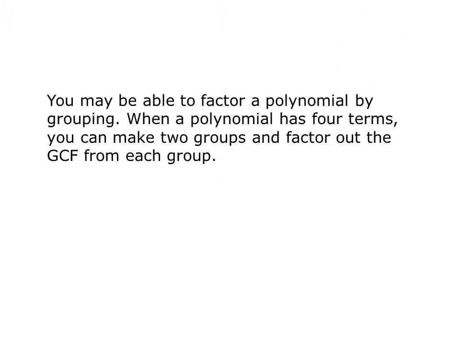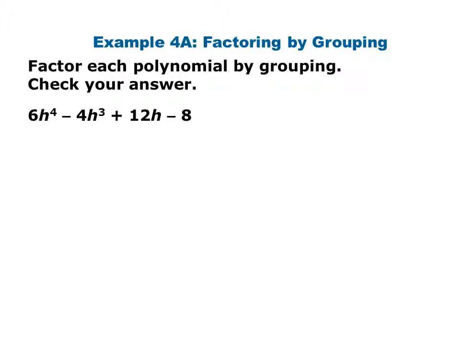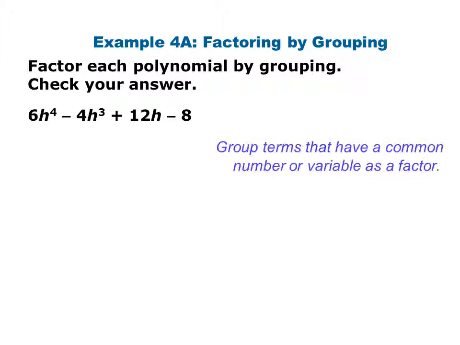Okay, you may be able to factor a polynomial by grouping. Now this is a very interesting thing. So I'll show you the first one by grouping. Now remember, there is 2 as a common factor to all of them, but the h is not in all. So you put parentheses around 6h to the fourth minus 4h cubed, and then the other parentheses goes on 12h minus 6, okay? We group them like that.